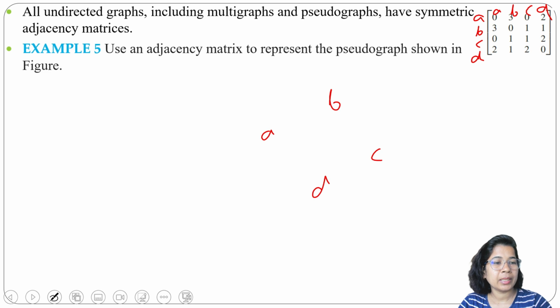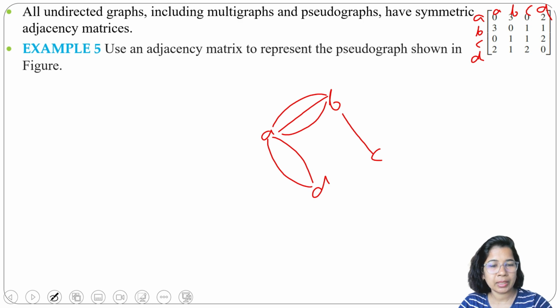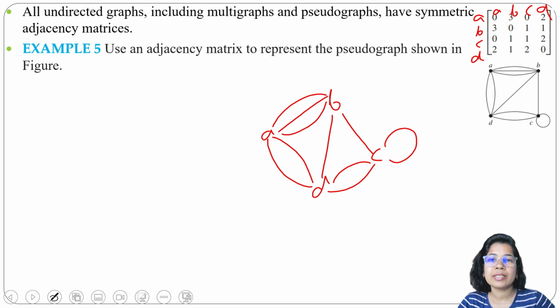Now A to B there are 3 edges. Then A to D there are 2 edges. Next B to A there are 3 edges, already done. B to C there is 1 edge. B to D there is 1 edge. Then C to B there is 1 edge, already done. C to C there is 1 edge, so there will be a self loop. Then C to D there are 2 edges. Then D to A 2 edges. D to B 1 edge. D to C 2 edges. So this is the pseudograph. So in case of pseudograph, multi-edge and self-loop are allowed.